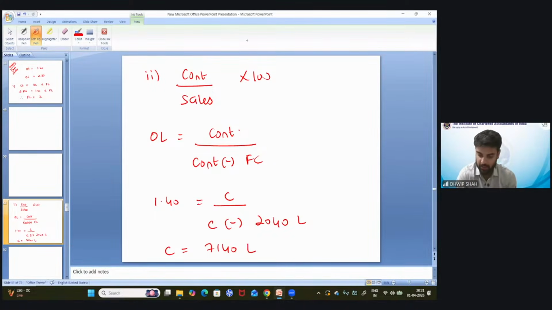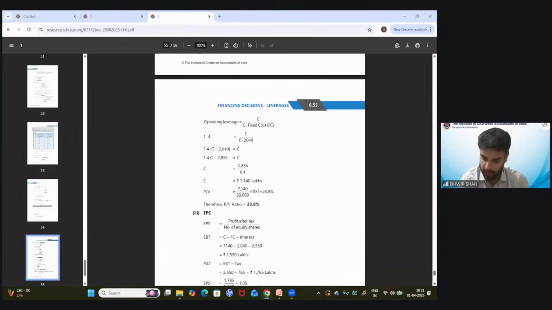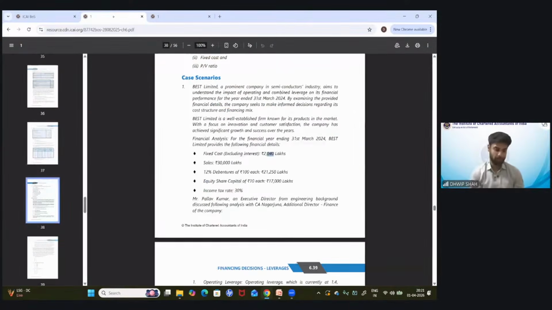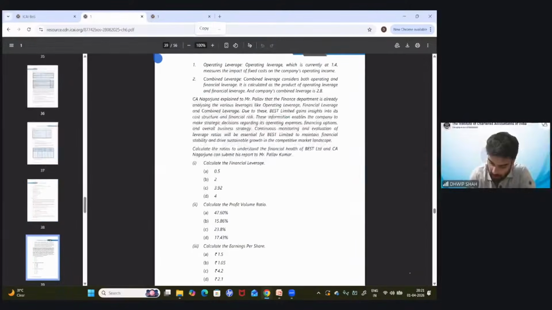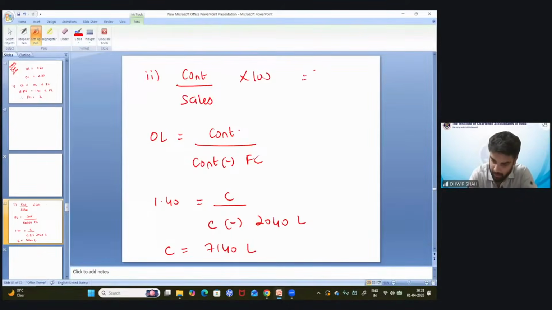Hey, everyone, are you getting this? Yes, contribution upon sales. Calculate करो तो 7140 lakh आया कि नहीं? Everyone, are you getting this? 7140 lakh is correct. So contribution upon sales, 7140 lakh divided by 30,000 lakhs into 100, 23.8%. Solution में है क्या 23? Any option is there? 23 point, yes. Option C 23.8%. 7140 divided by 30,000 lakhs into 100. ठीक है 23.8%.